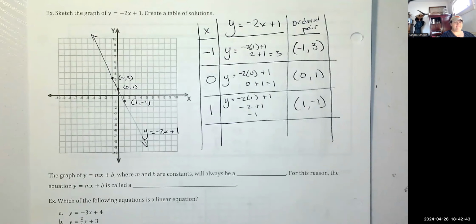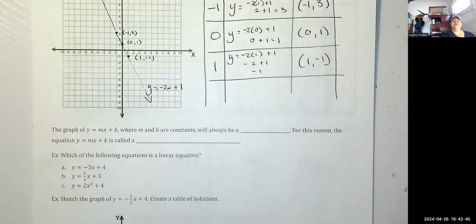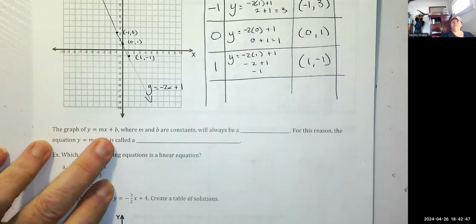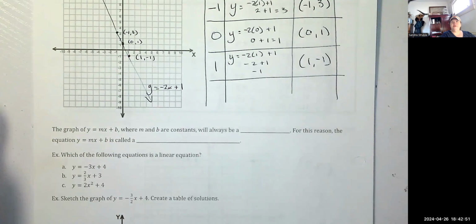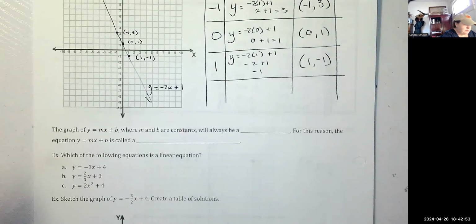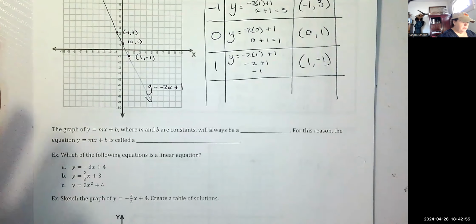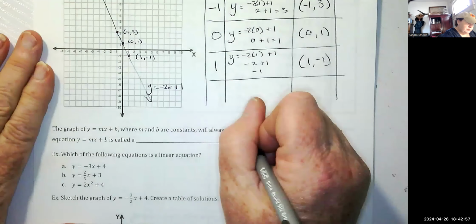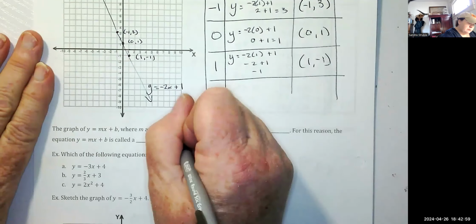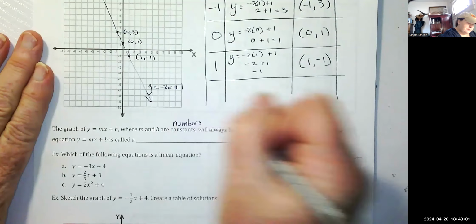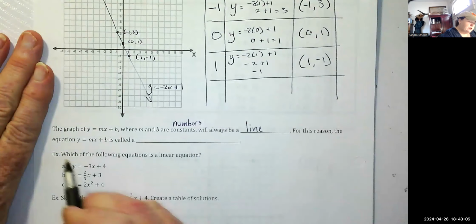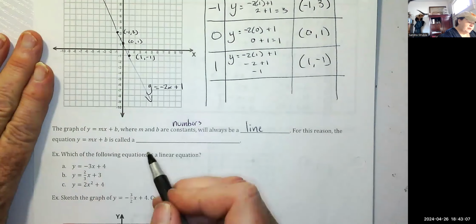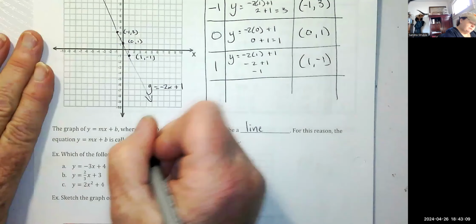All right. So the graph of y equals mx plus b, where m and b are constants, will always be a line. Their constants are numbers. These are numbers. It will always be a line. For this reason, the equation y equals mx plus b is called a linear equation.